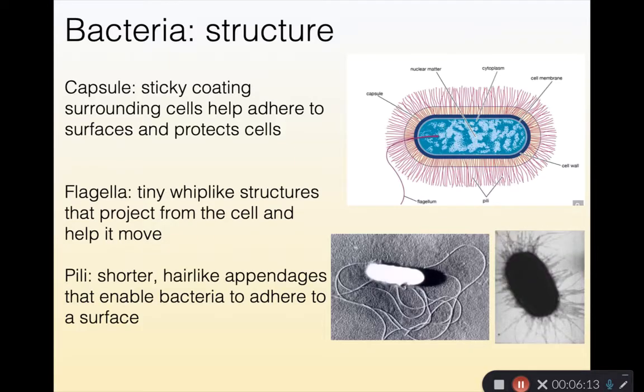Another appendage that is helpful for both adherence and also motility is pili, which are these tiny hair-like structures that can form on the outside of bacteria.